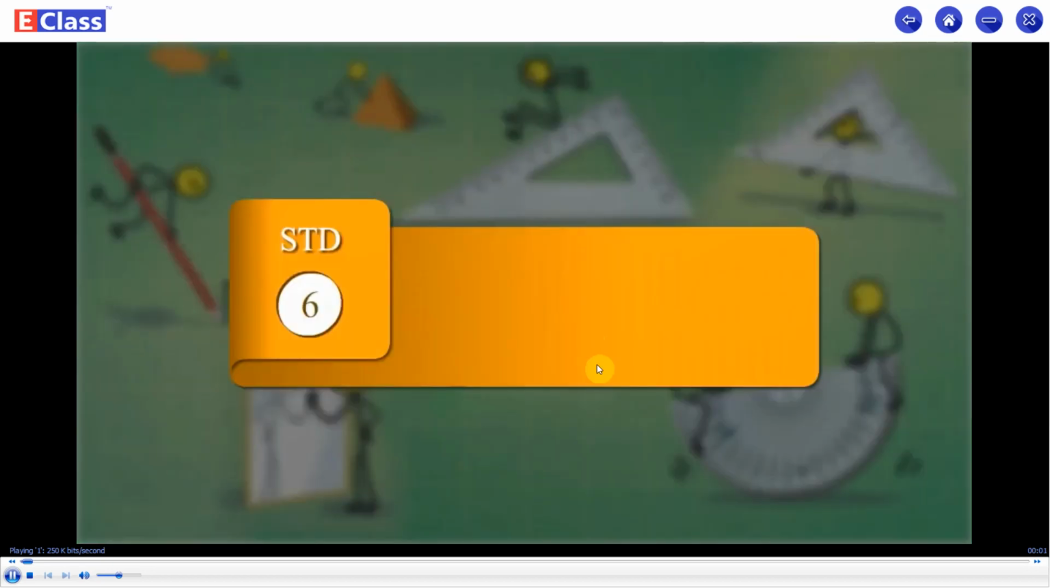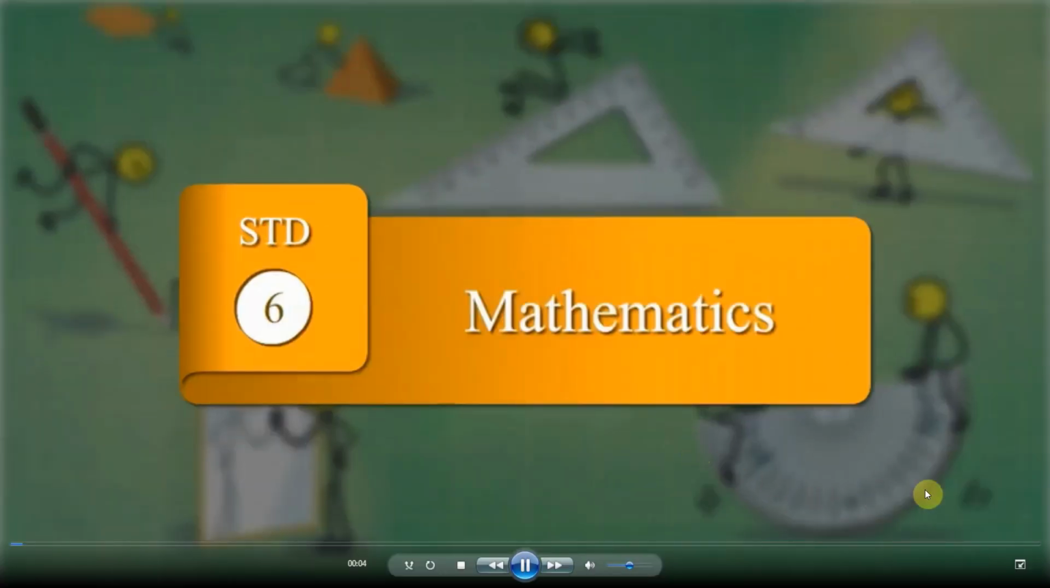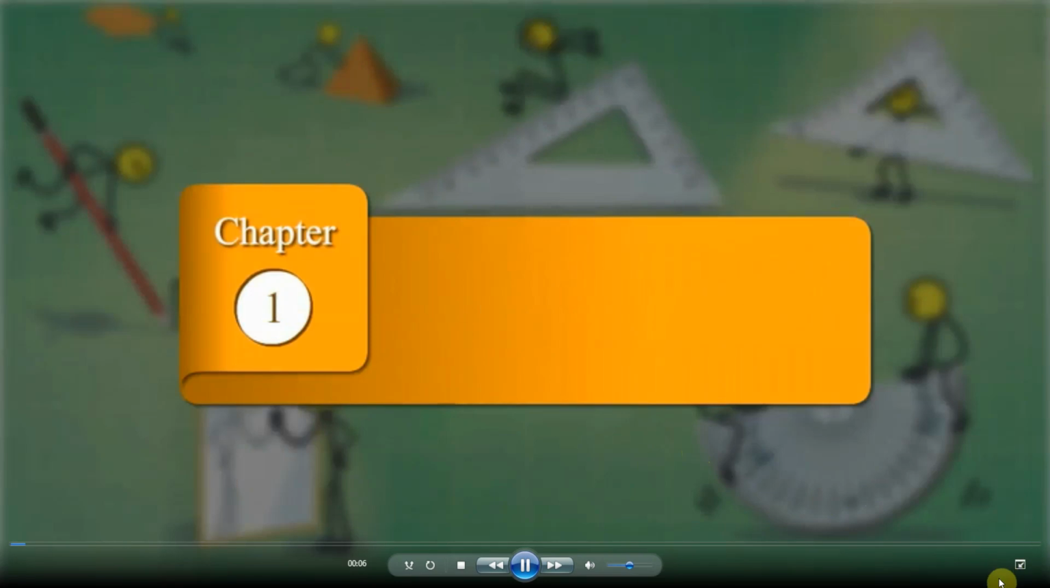Standard 6, Mathematics, Chapter number 1, Basic Concepts in Geometry.